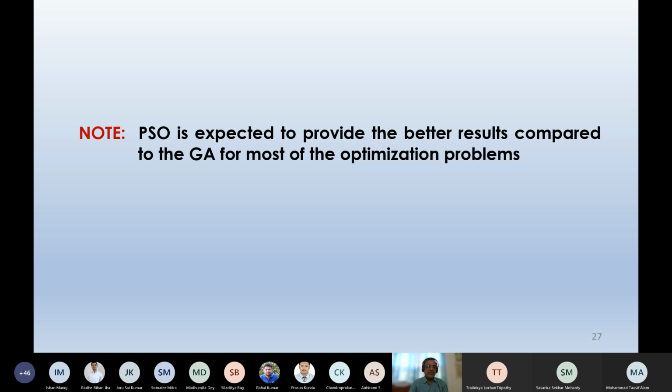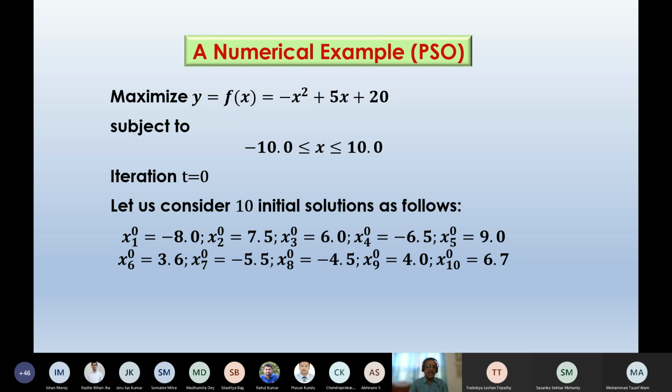Now I'm just going to solve one numerical example. Maximize y equals f(x) equals minus x square plus 5x plus 20. All of you know its solution. Very simple. You can use the calculus method. Find dy/dx, put it equal to 0, solve for x.